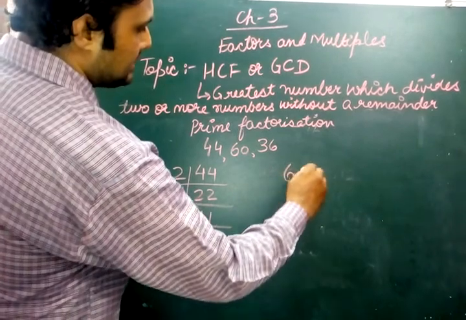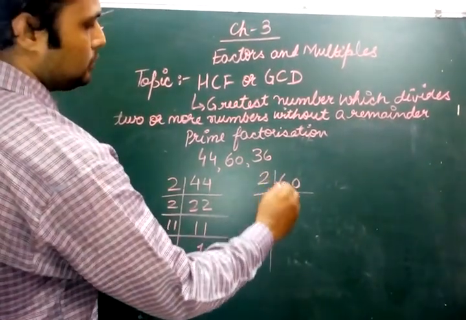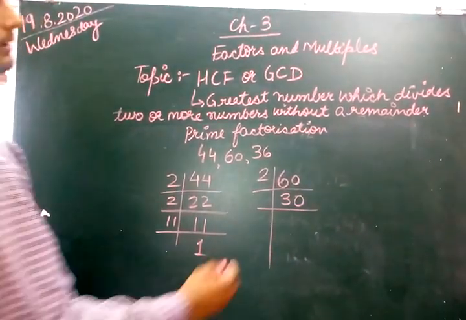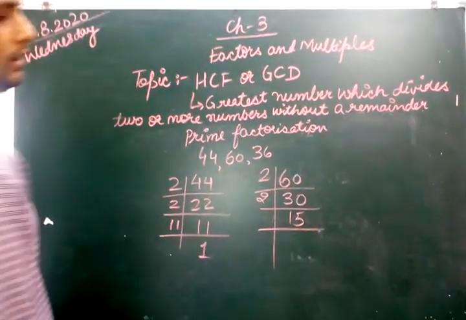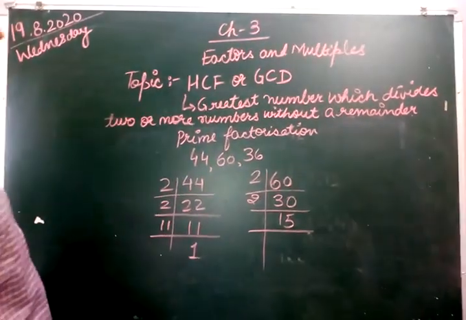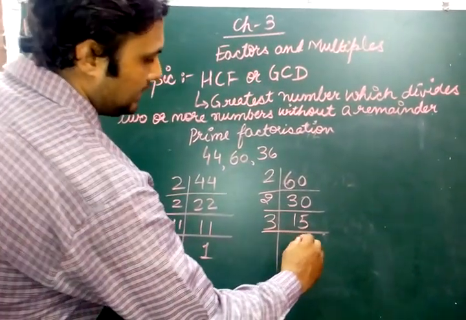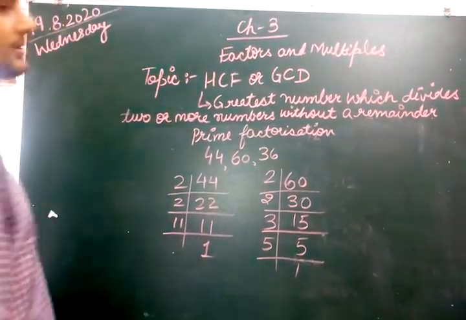Next is 60. 60 is divided by 2. We got the answer 30. 30 divided by 2, we got 15. Now 15 is divided by whom? It's divided by 3. When it's divided by 3, we got the answer 5. 5 is divided by itself. We got the answer 1.